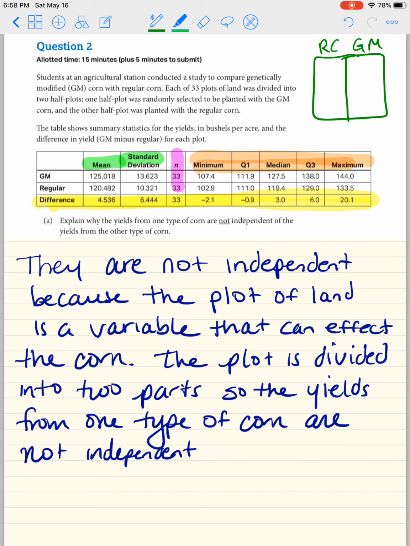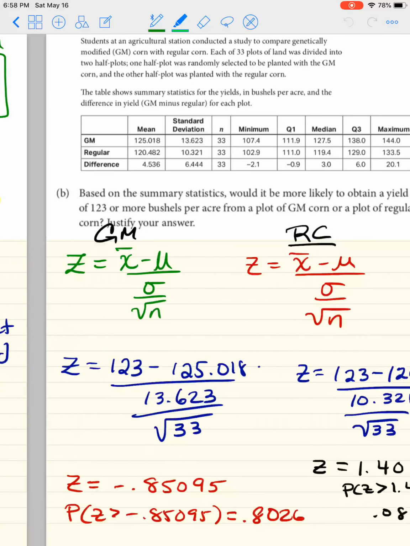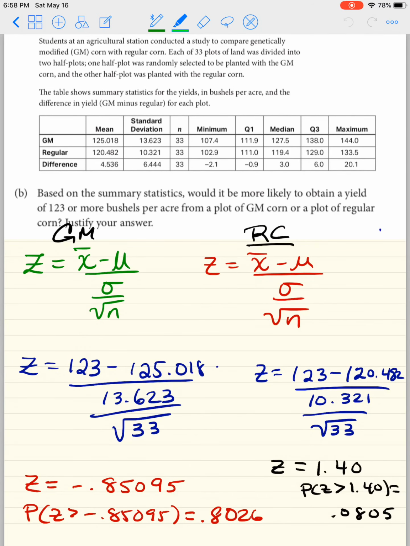So they said the table shows summary statistics for the yields in bushels per acre and the difference in the yields, and they did GM minus regular. That's basically if you put list 1 and list 2 and made list 3 and subtracted the 2. So I'm sure a lot of people did a matched pair test. I'm going to come back to letter A in a bit. Let's see, I'm going to just jump into letter B because these are very quick.